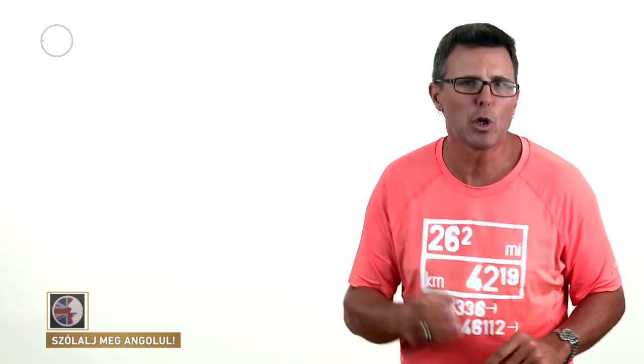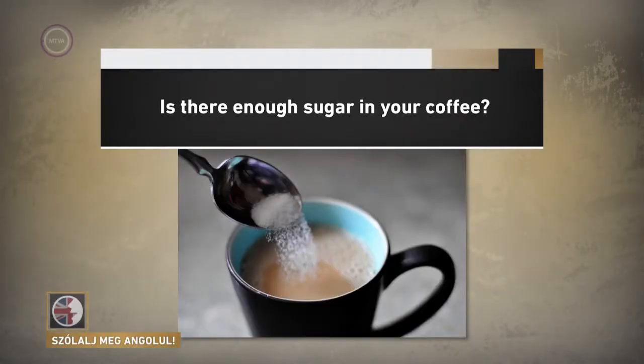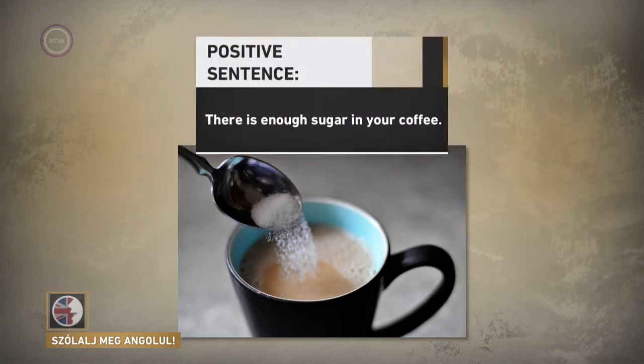Okay, so let's have a look at the other question, the one about the sugar and the coffee. Well, this time we're asking a question using the present simple form of the verb to be. Now this is slightly different because the verb to be doesn't use an auxiliary verb in the present simple or the past simple tenses. So all that means is that we start with the correct form of the verb to be. In this case, is the third person singular. We're talking about sugar, which is the third person singular. So all we do is change the positive sentence, there is enough sugar in your coffee, into a question by changing the position of the verb.